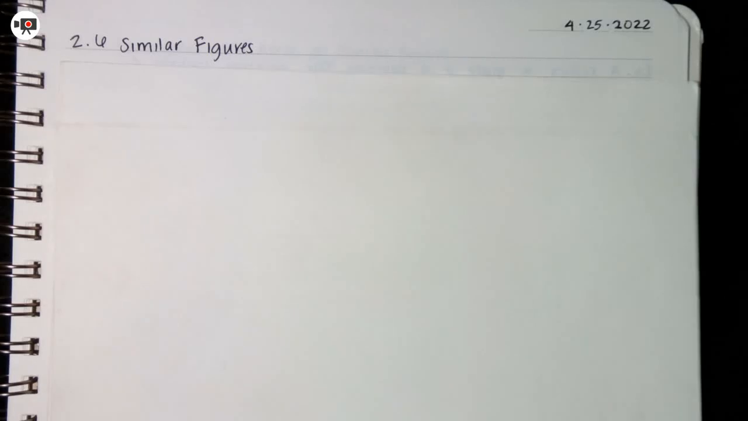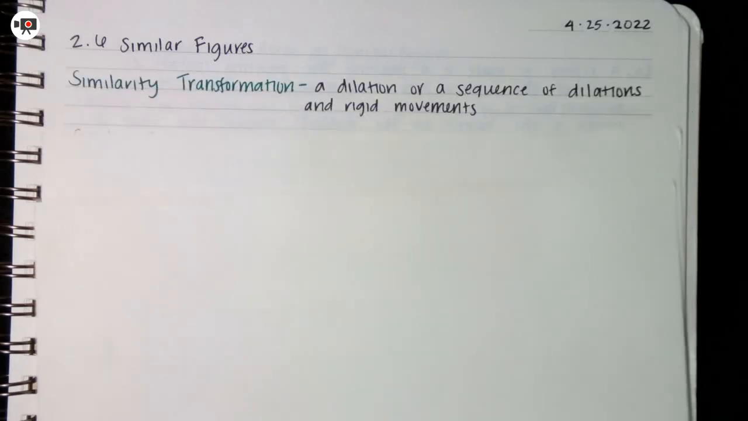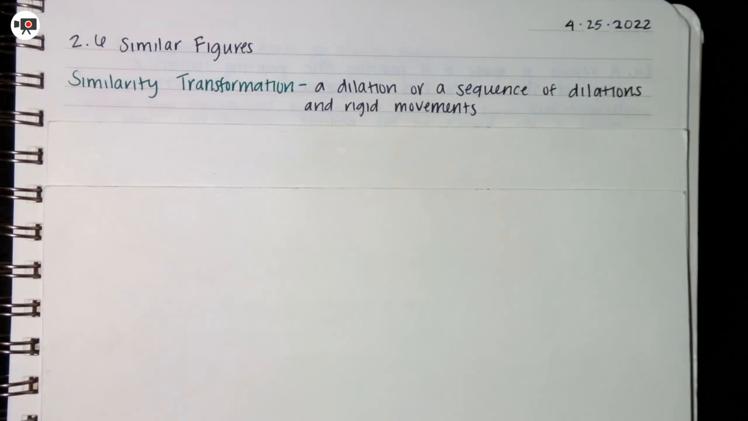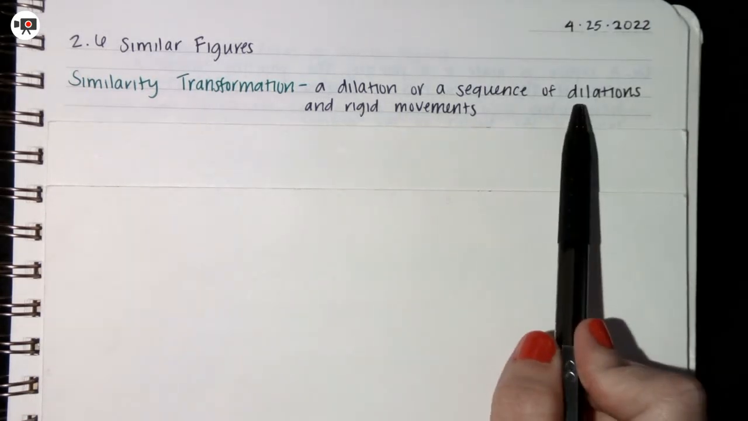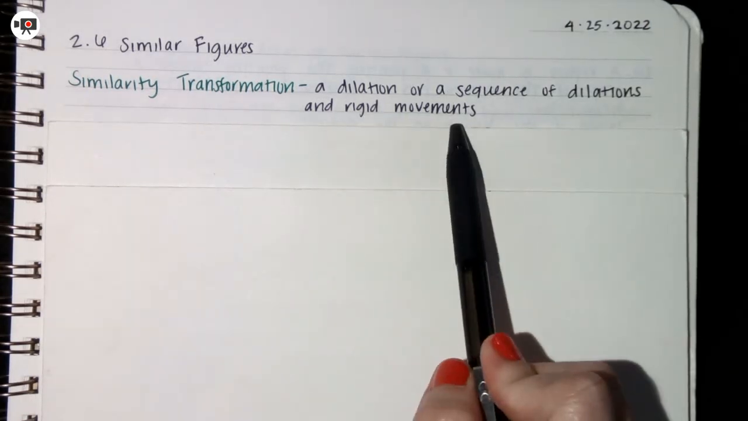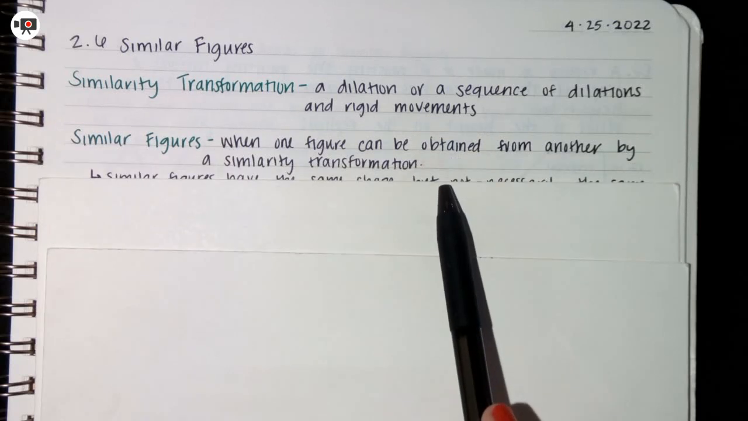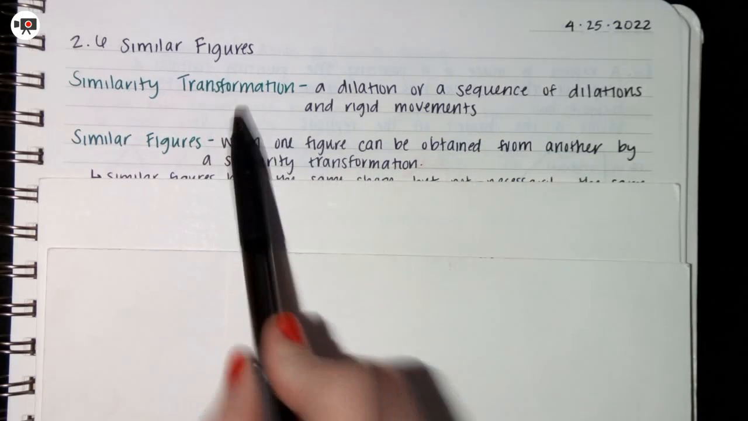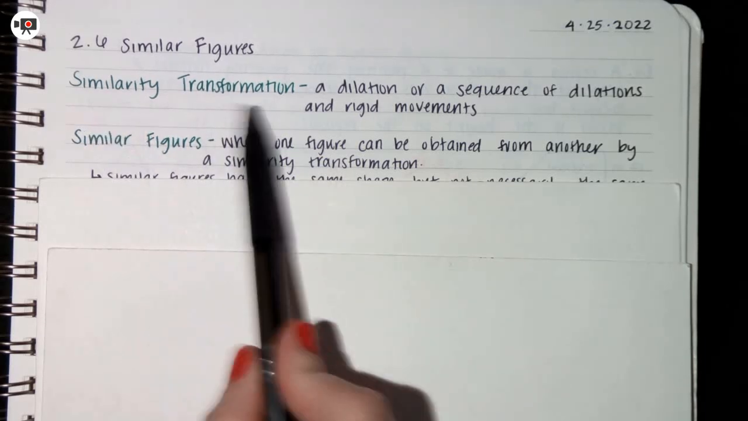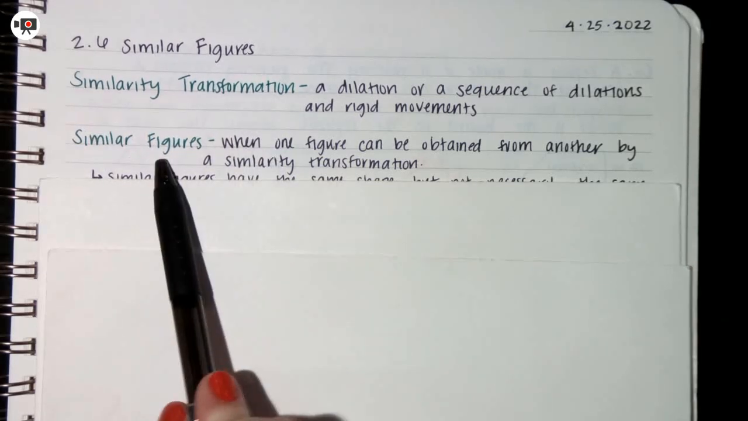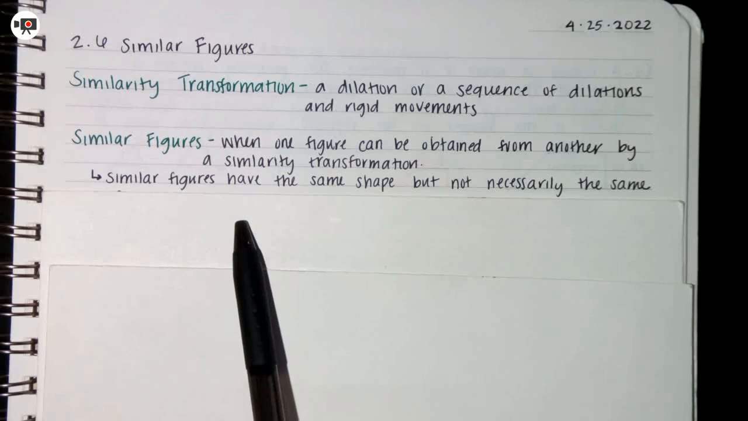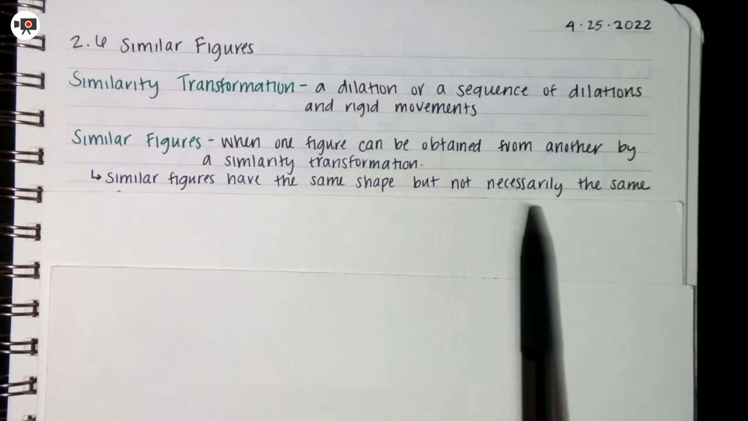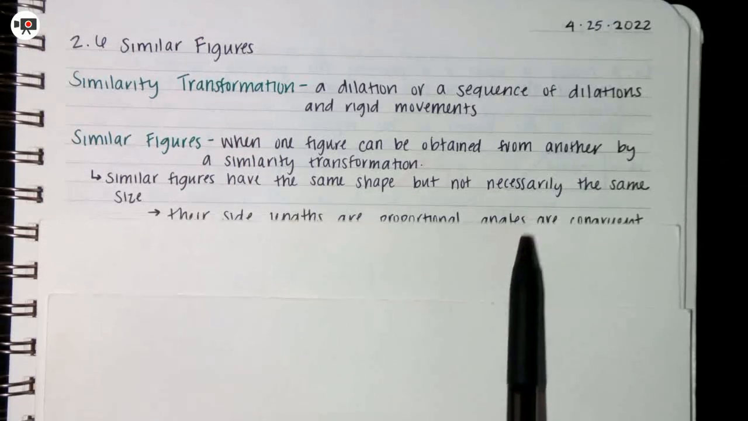This is 2.6, similar figures. A similarity transformation is a dilation or a sequence of dilations and rigid movements. Similar figures are when one figure can be obtained from the other by a similarity transformation. So similarity transformations make similar figures.